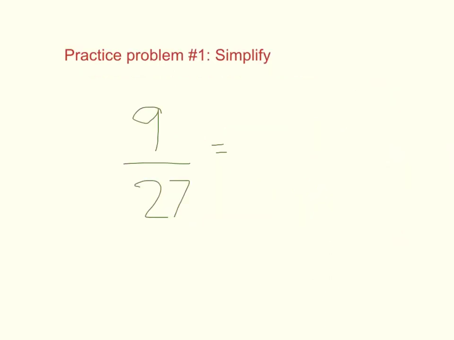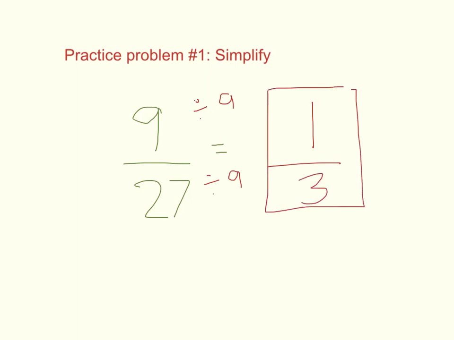Practice problem number 1, simplify. Feel free to pause. Hopefully in this case, whether or not you decide to do a rainbow method or just guess and check by trying different factors that go into 9 and 27, you realize by now that the greatest common factor of 9 and 27 is in fact 9. 9 goes into itself and it also goes into 27. 9 divided by 9 is 1. 27 divided by 9 is 3. So your answer is 1/3.